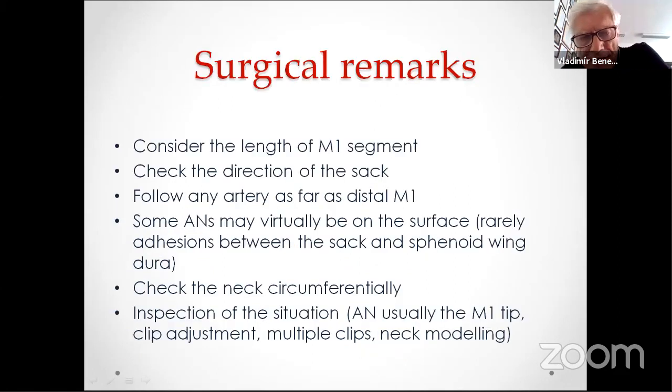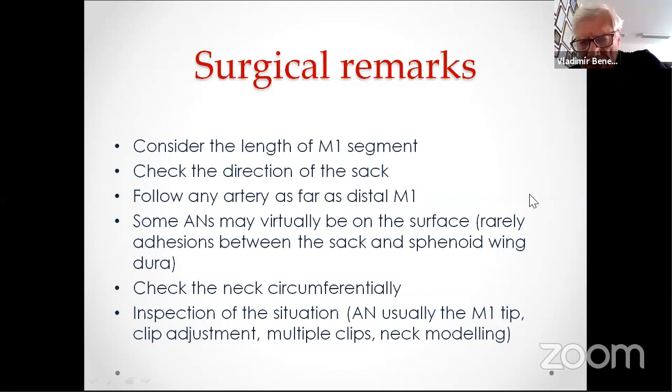So some final remarks. Consider the length of the M1 segment. The longer the M1 segment, the better. The easier the approach, the more superficial the aneurysm. Check the direction of the aneurysm sac. If the sac points frontally, start on the temporal side, get to the M1 on the temporal side, secure the distal M1, and then go for the aneurysm. If it faces temporally, it's of course vice versa, that you come from the frontal side.